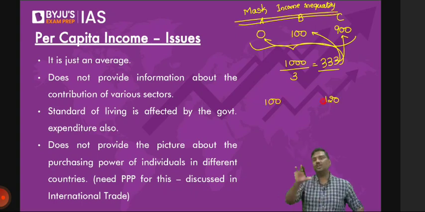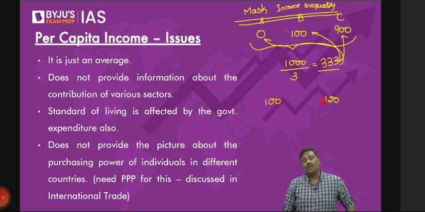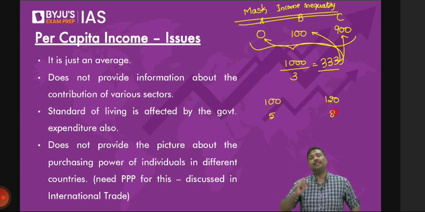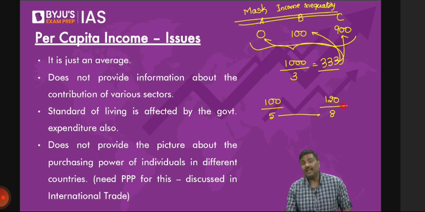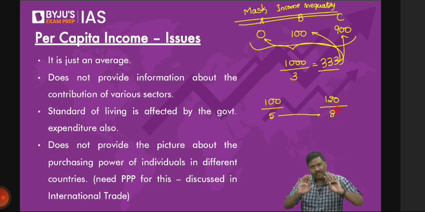But at the same point of time, what if your population increases from 5 people to 8 people? Apply the logic now. Here per capita was 20. Here per capita is 15. Which means, again, income inequality is there. I hope you understand, income inequality is there. What is the impact? The impact is the per capita has become lower now.